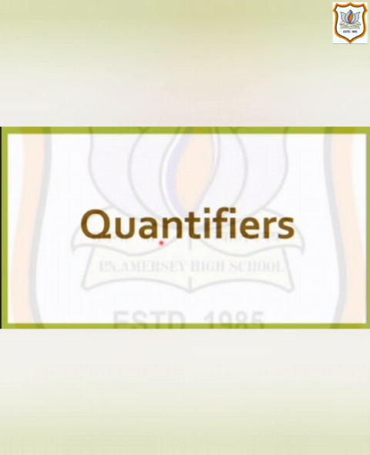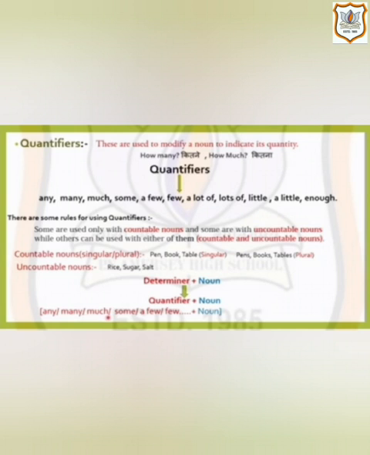Children, the next one is quantifiers. These are used to modify a noun to indicate its quantity. Means how many, how much. Now here, children, we can use "how many" with countable things, but for the things which we cannot count, we say "how much." Any, many, much, some, a few, and a few others. You can have a look at the examples of quantifiers. Some are used only with countable and some only with uncountable nouns, while others can be used with either of them, means whether countable or uncountable, we can use them with both.